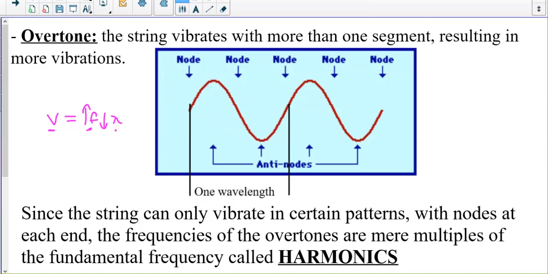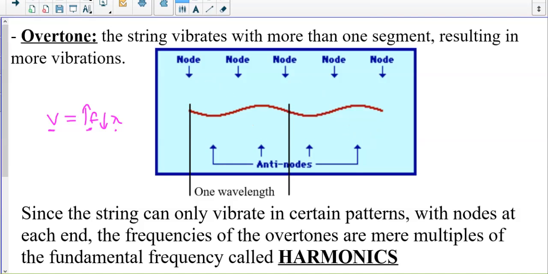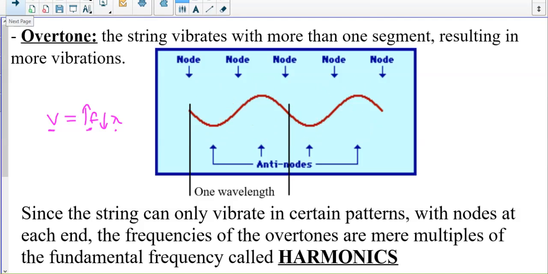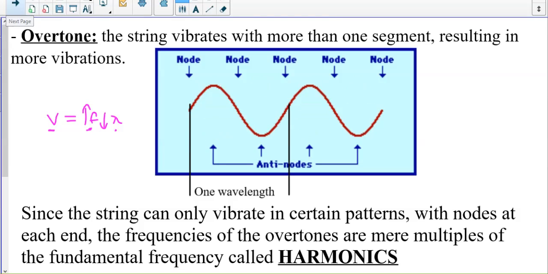So in the music world, they tend to call these higher order vibrations harmonics. That's just something to note. I'm probably not going to get into it in this video. That's for another time for you guys. Otherwise, it's just another name for the most part.